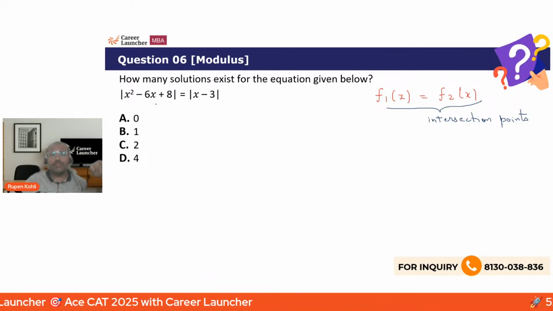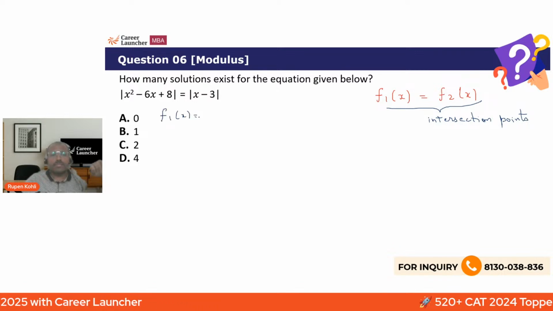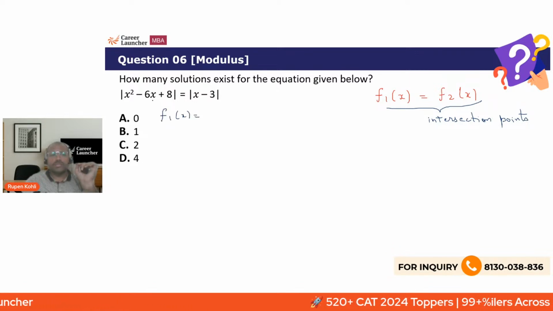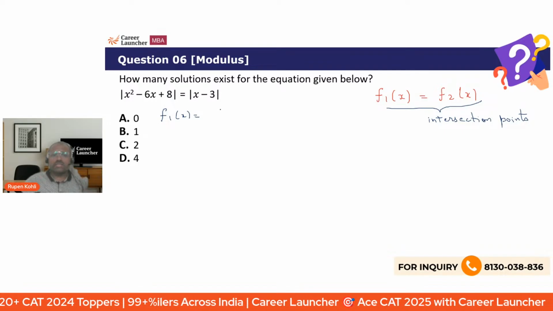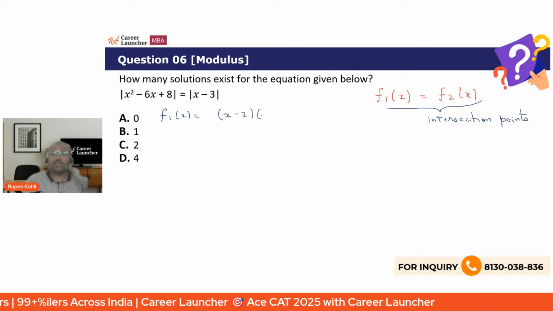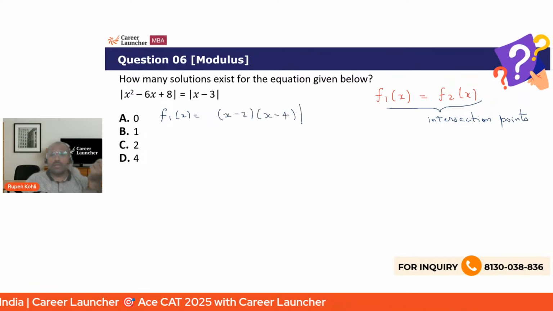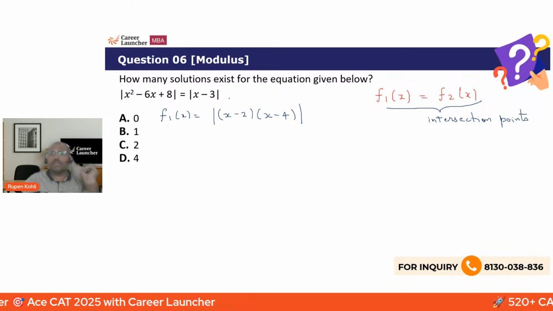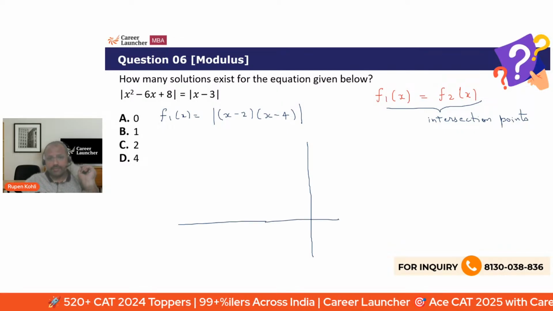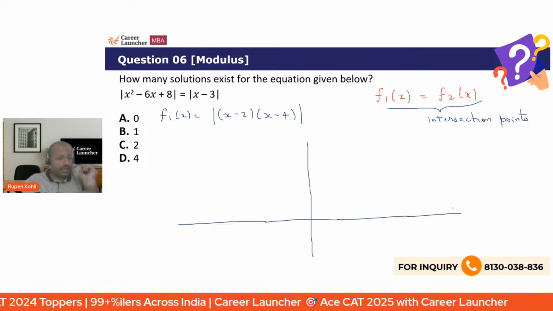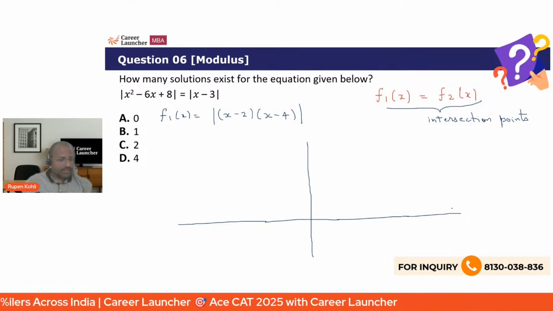Look at this, f1x. Your f1x is basically in the modulus. So this is a quadratic which can easily be factorized. 8 is 4 into 2 and 6 is 4 plus 2. So this easily factorizes as x minus 2, x minus 4 with the modulus on that. Mod of x minus 3 is very simple, right? So both of them are very standard, well-known graphs, I would say, which can easily be plotted. None of them would go below the y axis.